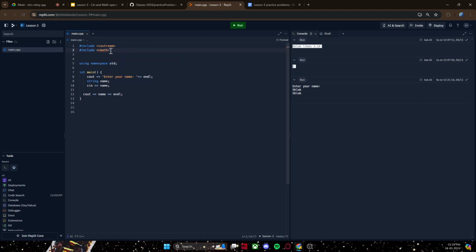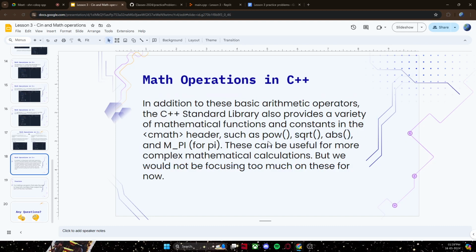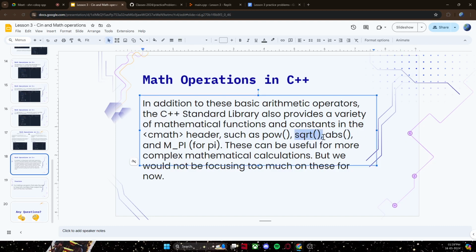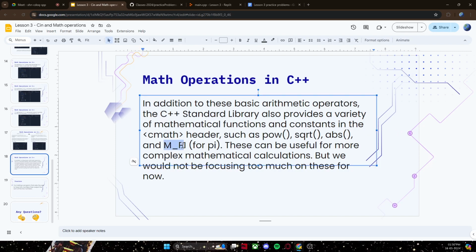You could also say this, and what this does is it lets you use some of the more advanced operations like pow, which stands for power, square root, and absolute value. So for square root, if I give it a number, it's going to output the square root of the number, as you guessed. Absolute value is absolute value, so if you give it a negative number, it returns a positive number. Power is like exponents. And M_PI is for pi, so it basically gives you the value of pi.